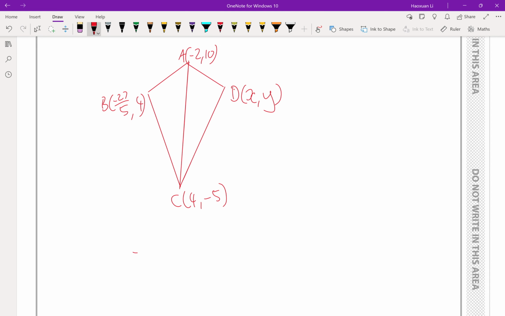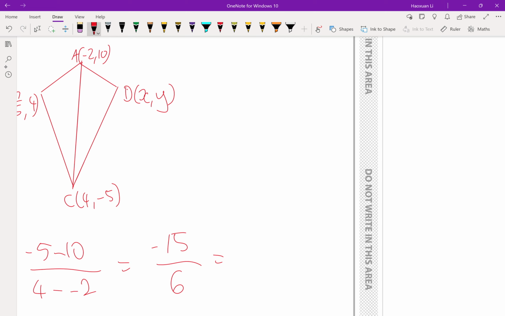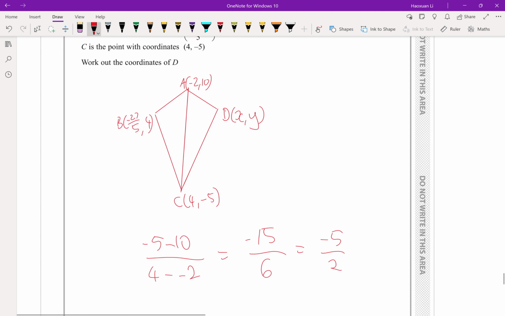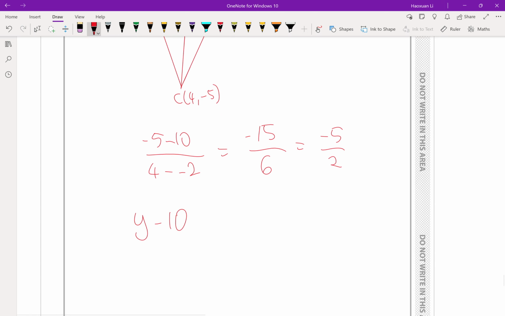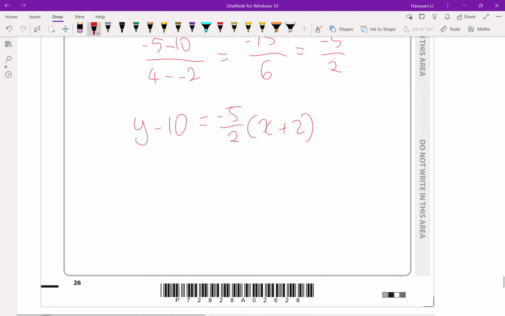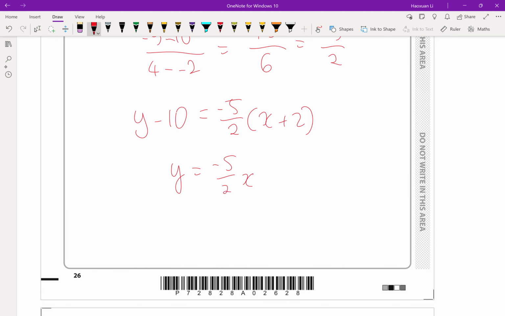y2 minus y1, so -5 minus 10 over 4 minus -2, that will be -15, and 4 plus 2 equals 6. So this simplifies to negative 5 over 2. So y minus y1 equal to m(x minus x1). So y equal to negative 5 over 2x minus 5 plus 10 equal to negative 5 over 2x plus 5. So this can form one of these equations.